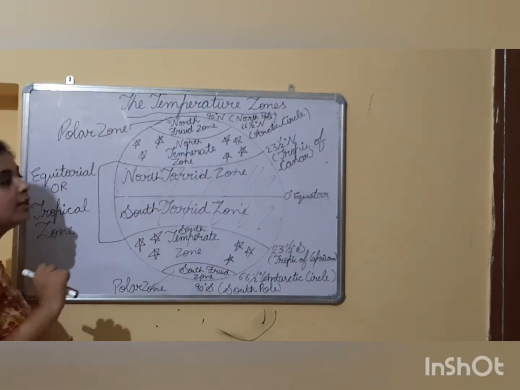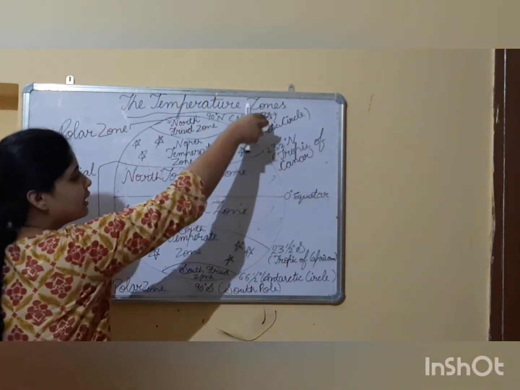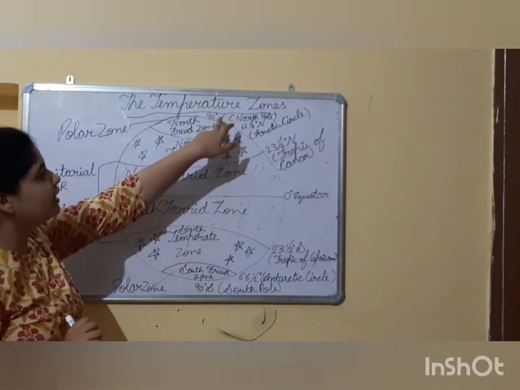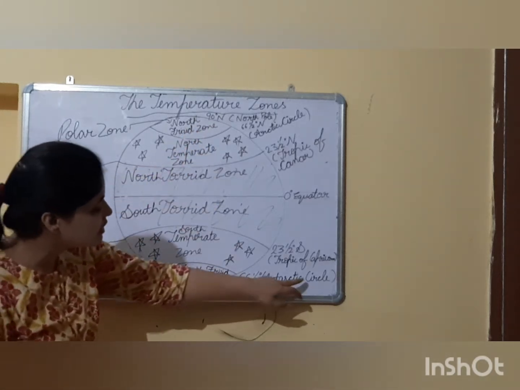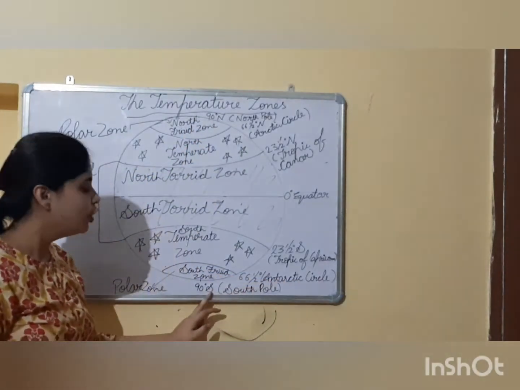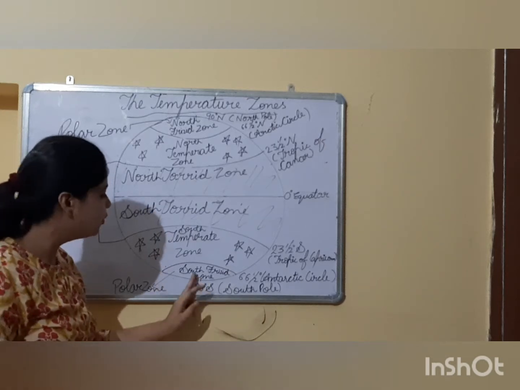Now look at the poles. From 66.5 degree Arctic Circle to the 90 degree north, that is North Frigid Zone. And if you look from 66.5 degree Antarctic Circle to 90 degree S, that is South Pole, that is Frigid Zone.